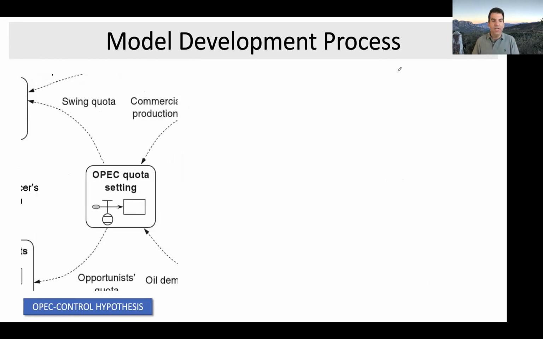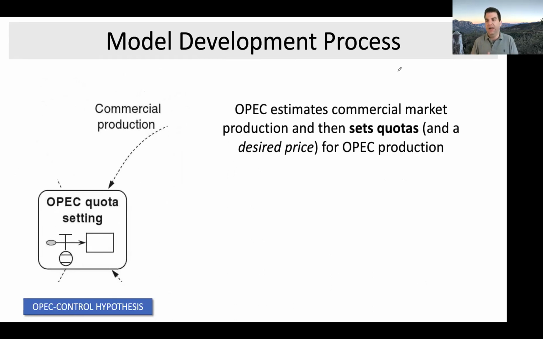So in this OPEC control hypothesis, basically all the OPEC member states will get together, and this is the Organization of Petroleum Exporting Countries, OPEC. That includes many Middle East countries as well as a few more. They get together and set quotas and desired prices for OPEC production. And this is not done necessarily for economic reasons. This can be done to advance the political agendas of everyone in OPEC. So that's a key difference from the microeconomic hypothesis.